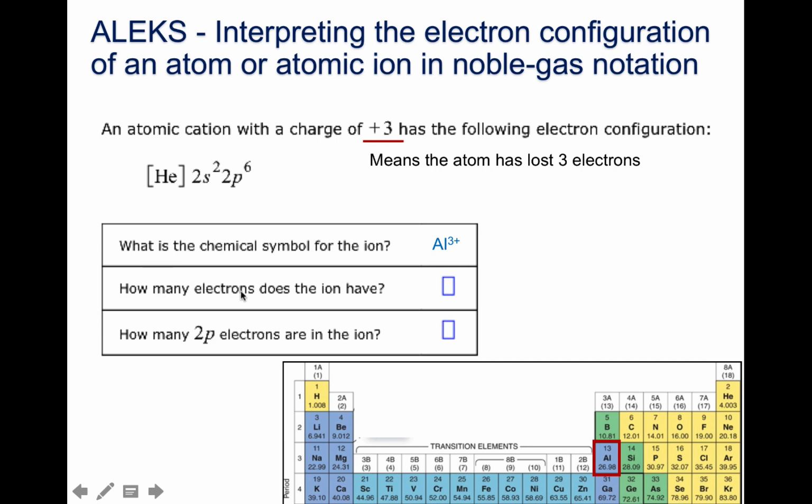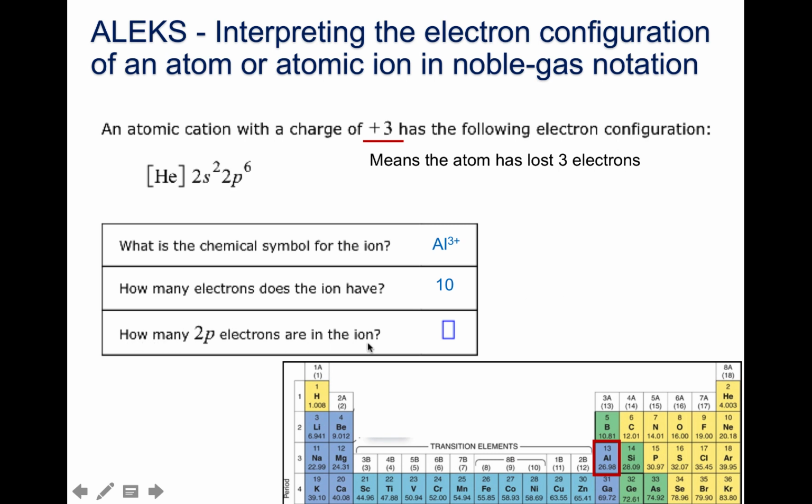Next, it wants to know how many electrons the ion has. Not how many it's given away, not how many it started with, but how many does the ion currently have? Well, aluminum had 13 electrons in the neutral state, but when it made the cation, it gave away 3 of those electrons, so it has 10 total electrons. Or you could have started at neon and know that neon had 10. That would have gotten you there as well.